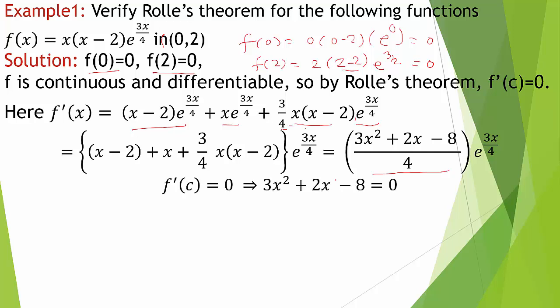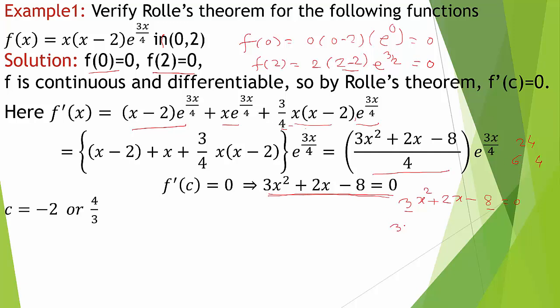We know that f dash c equal to 0. f dash c equal to 0 implies that 3x square plus 2x minus 8 equal to 0, because the exponential term will not be 0 and therefore this term is 0. 3x square plus 2x minus 8 equal to 0. If we calculate this, 8 into 3 is 24. And if we factorize 24 in such a way that their difference is 2, we can write 6 and 4 as the factors whose difference is 2.